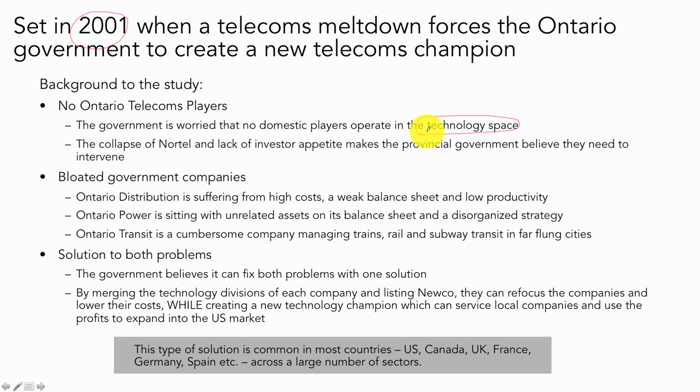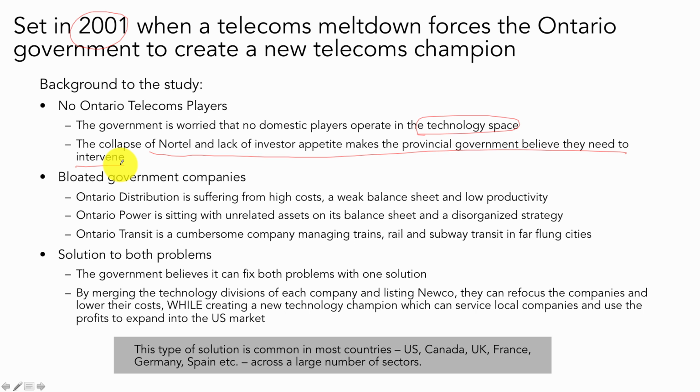So you must imagine that you've just had the telecoms bubble. Most domestic and federal governments, national and federal and state governments, have seen the potential of the tech sector to create value. Of course, they've lost a lot of value as well. But the Ontario government here is concerned that they don't have a domestic champion. Who is going to represent Ontario, or for that matter, Canada, in the telecom space, right? So that's one issue affecting the way government is thinking.